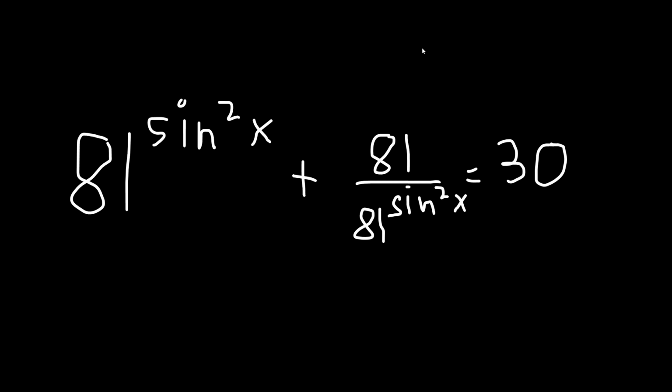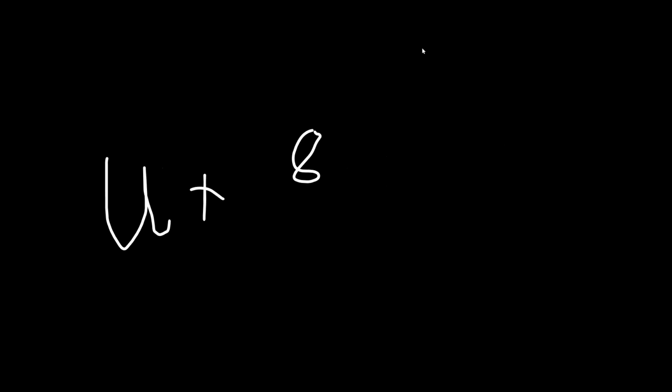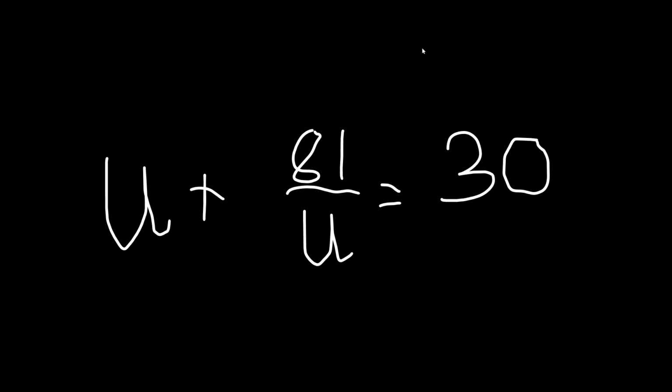It's not obvious how to handle 81^(sine squared x), correct? So you just do a variable substitution to try to simplify. So you're going to say u equal to 81^(sine squared x), or p or z, whatever, just make up a letter. Then we'll have the following. u plus 81 over u is equal to 30.